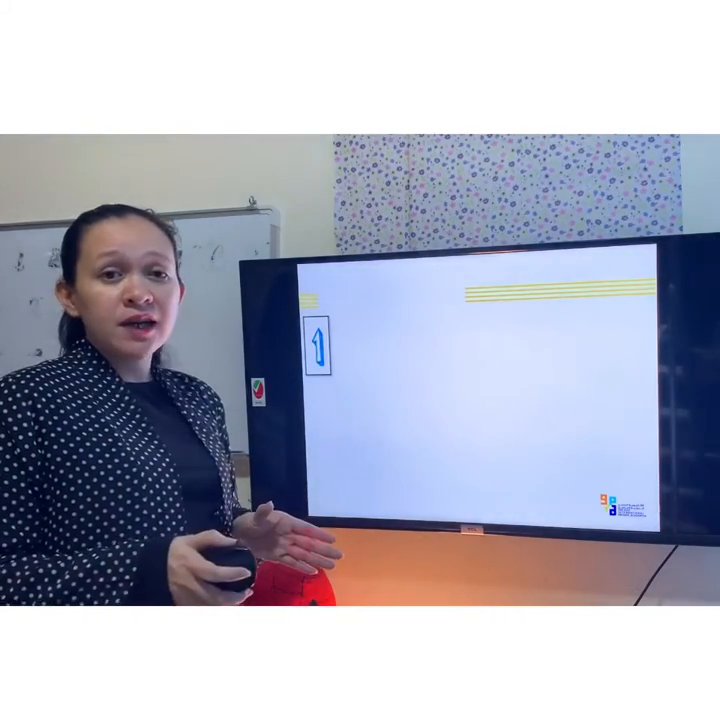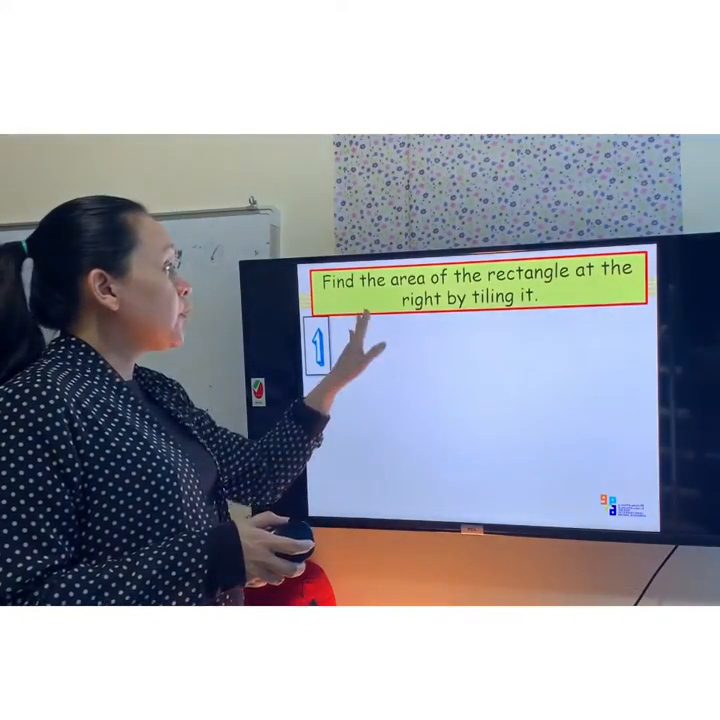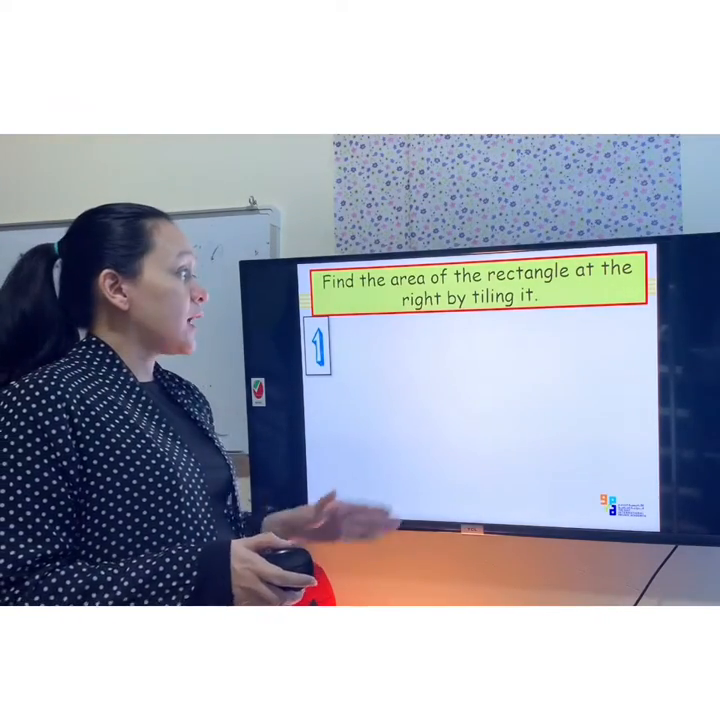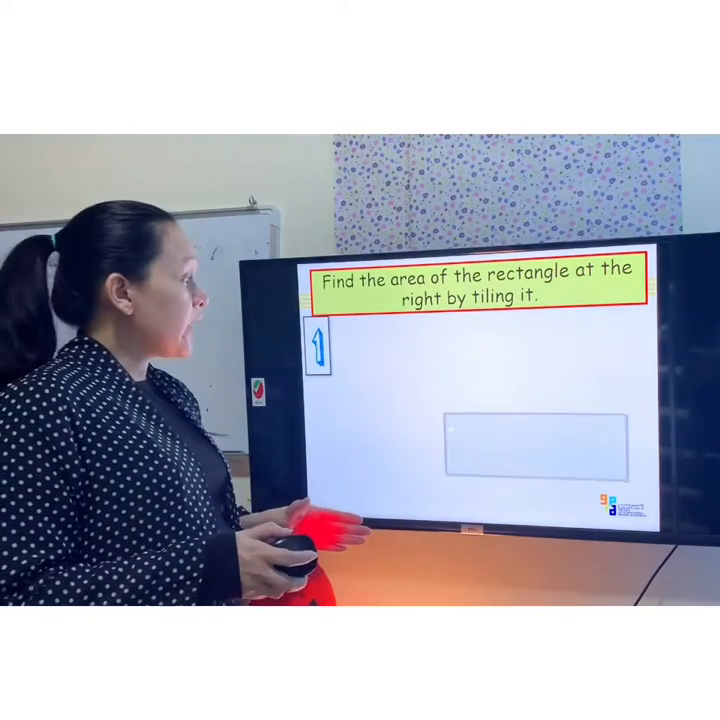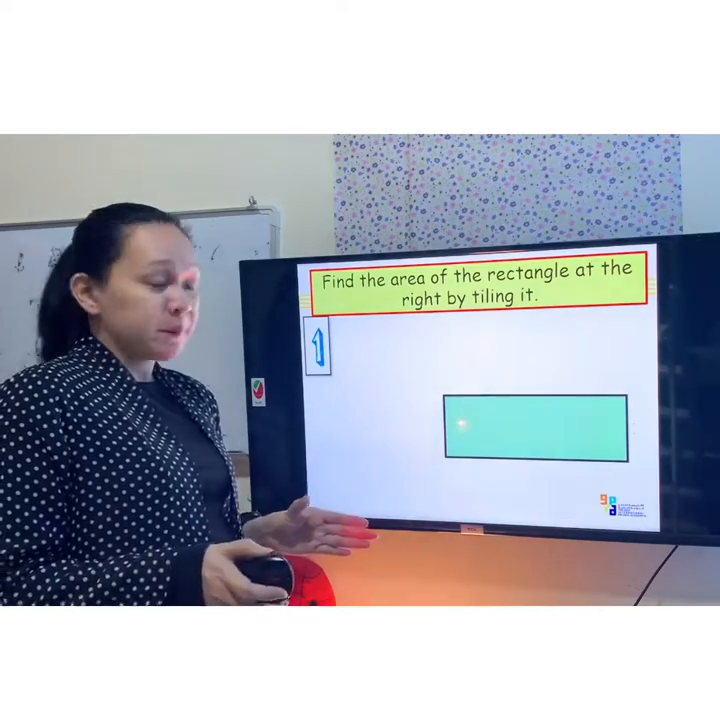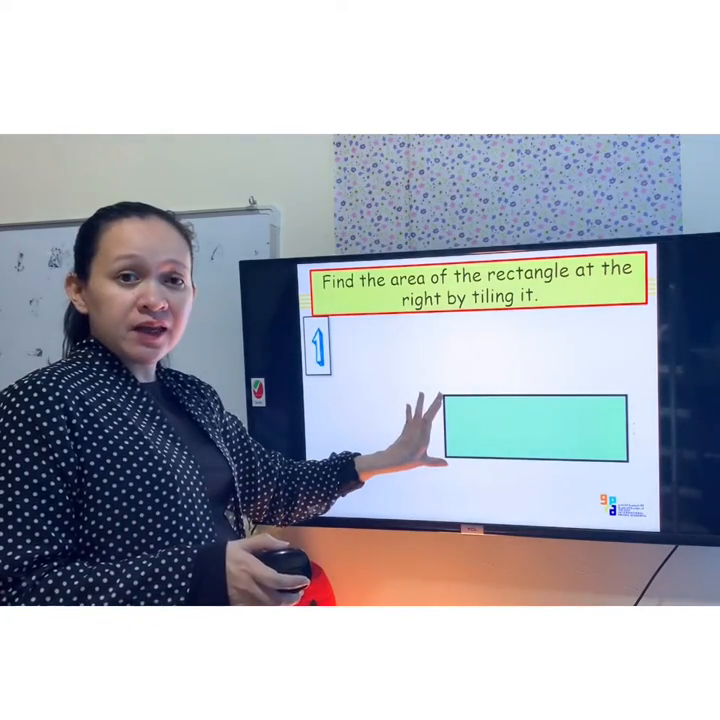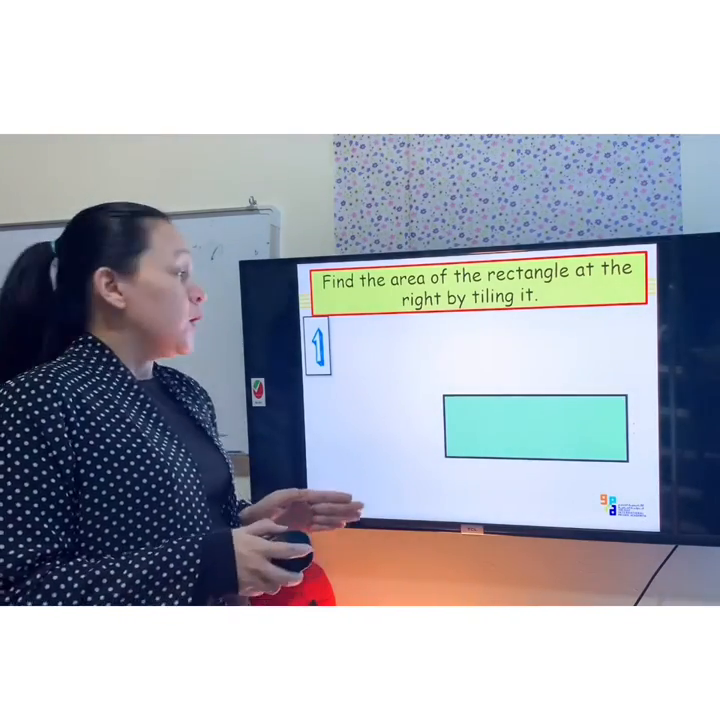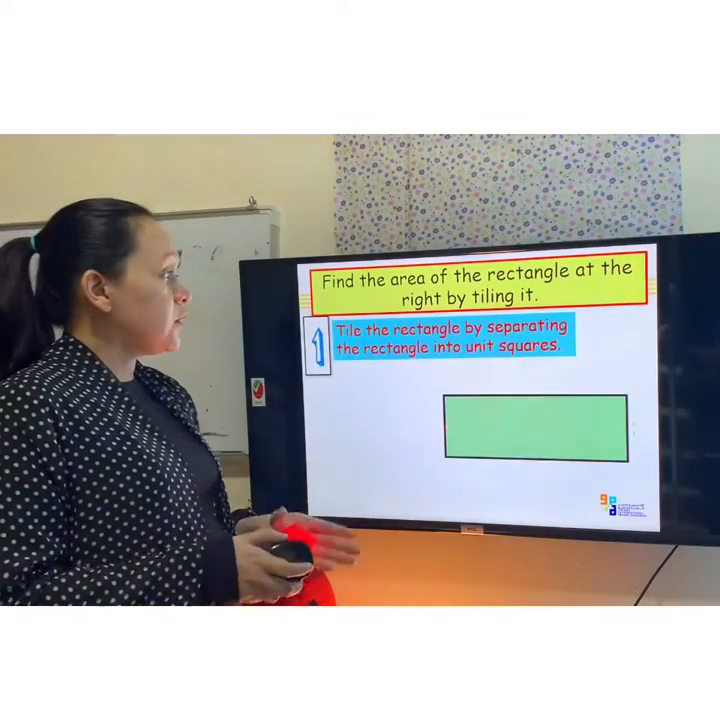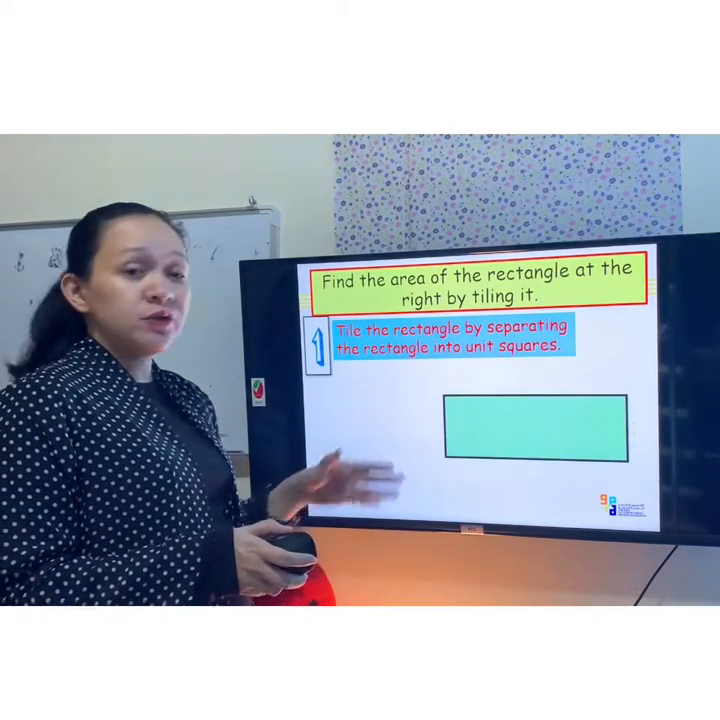Now I have here another example. We are going to find the area of the rectangle at the right by tiling it. So I have here a figure. Remember, if we have a figure that looks like this, we are going to make a tile. Now here, tile the rectangle by separating the rectangle into unit squares.